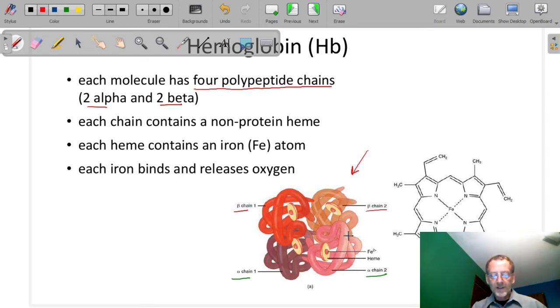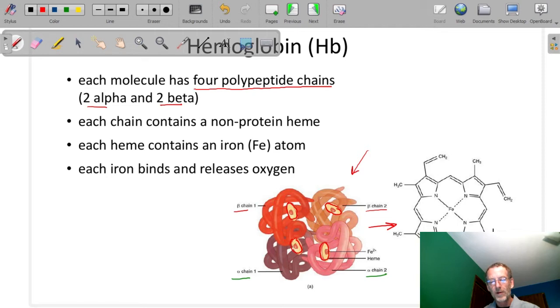Each one of these polypeptides contains a non-protein heme group. So there's a red polypeptide, a pink, a yellow, brown, etc. And each one of those has a heme group in it. So in each molecule of hemoglobin, there are 4 heme groups shown on the right.